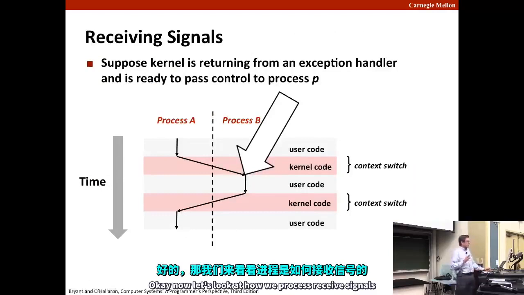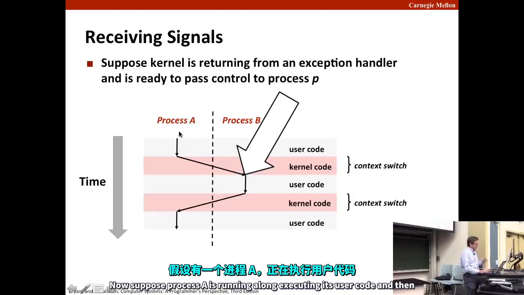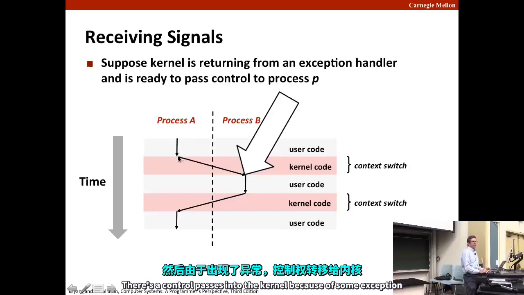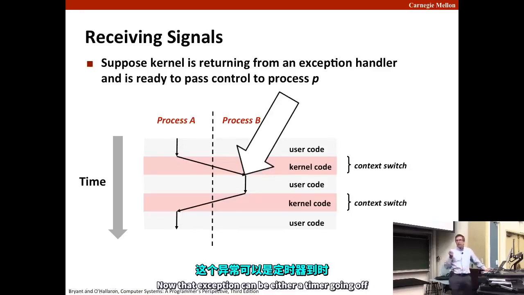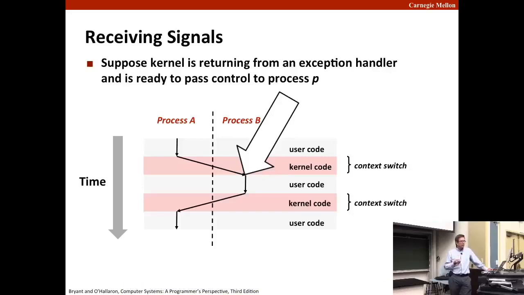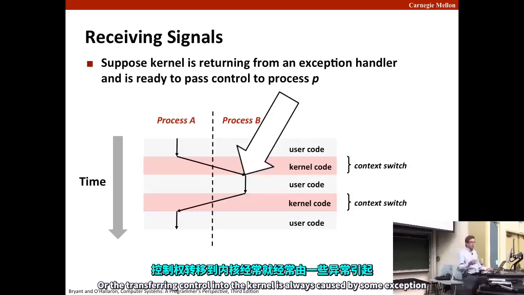Okay, now let's look at how a process receives signals. Now suppose process A is running along, executing its user code, and then control passes into the kernel because of some exception. Now that exception can be either a timer going off, maybe an interrupt, or it can be a trap, where the user calls a system call. But transferring control into the kernel is always caused by some exception.